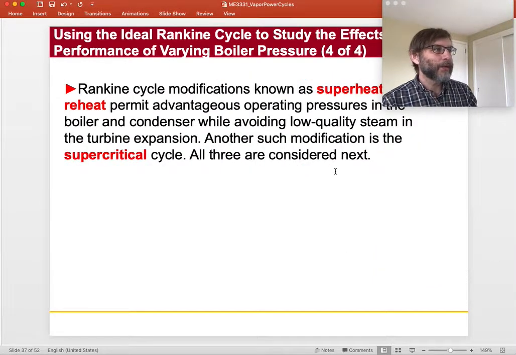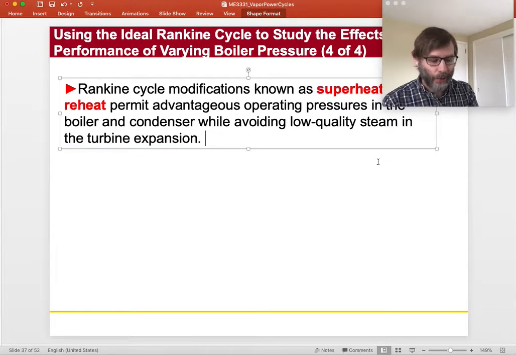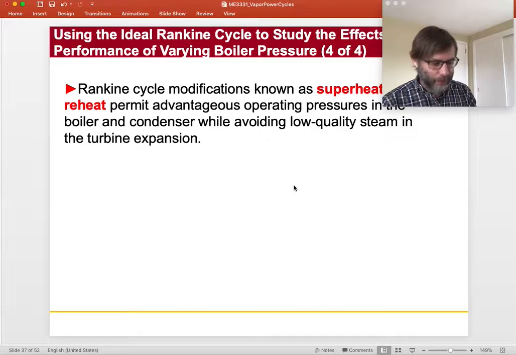So Rankine modifications known as superheat and reheat permit advantages. This is the thing that we're going to talk about next. Another modification is the supercritical cycle. We're not going to talk about the supercritical cycle. I'm just going to get rid of this. You can read about it later. We're not doing it because we don't have time.